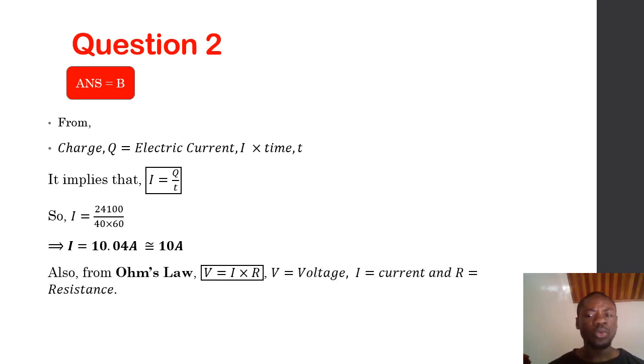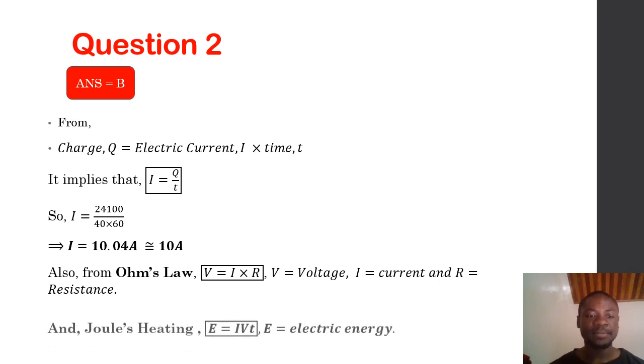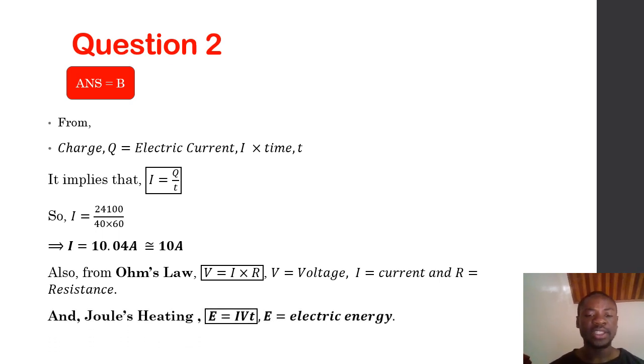Also, for note, we can have that from Ohm's law, V is equal to IR, where V is the voltage, I the current, and R the resistance. And Joule's heating, E is equal to IVT, where E is the electric energy.